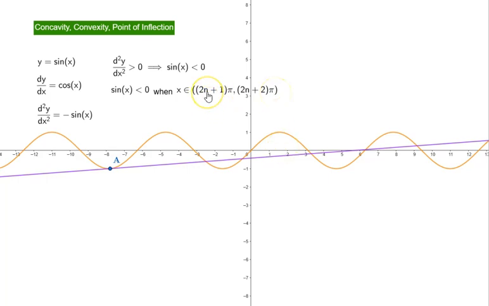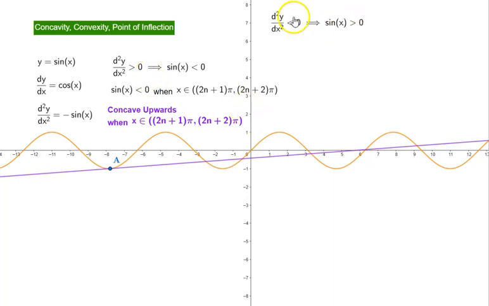So here, let's take one particular case. Say n equal to 0. That means we have pi to 2 pi. Pi to 2 pi, it is concave upwards because that is where d2y by dx square is greater than 0. d2y by dx square is less than 0, implies sine x is greater than 0. And when is sine x greater than 0? When x is in the interval 2n pi comma 2n plus 1 pi.